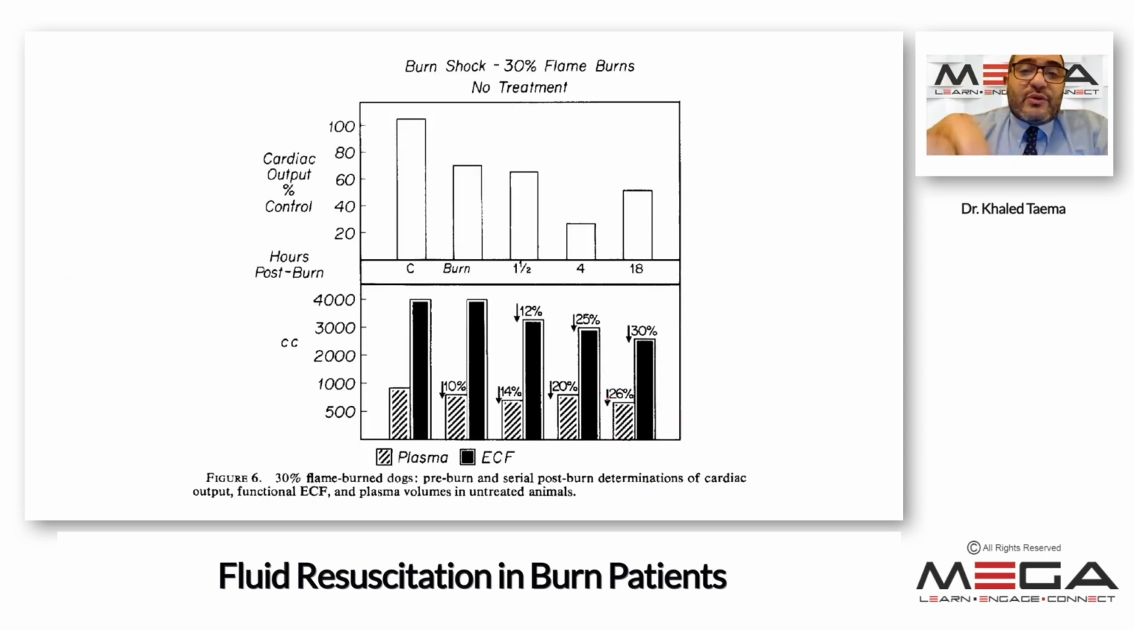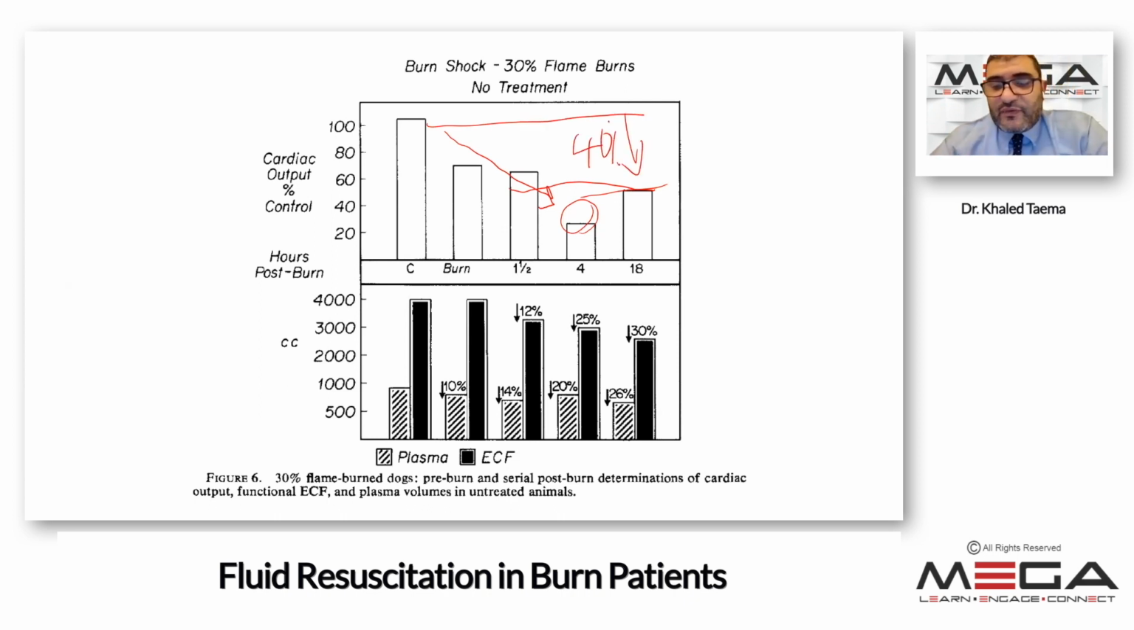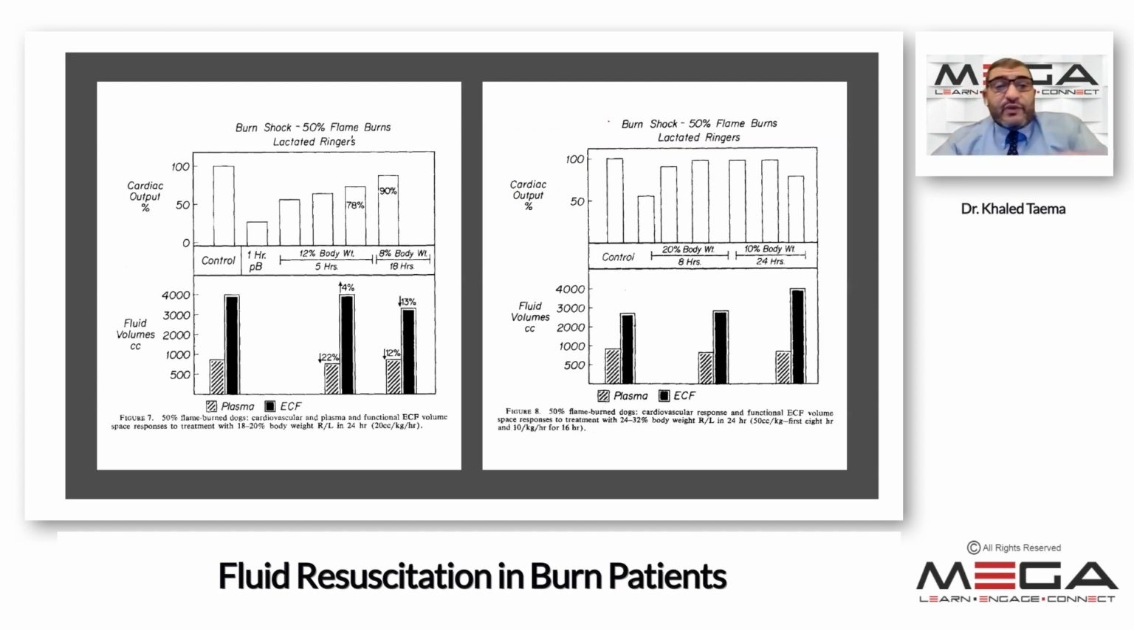Regarding the impact on cardiac output, there was a progressive decline, reaching a maximum at 4 hours, and a stabilization at 18 hours at about 40% lower than the baseline cardiac output. When they used the strategy of giving about 20% of the total body weight over the 24 hours, there was a progressive increase in cardiac output, which stabilized at about 8 to 10 hours. However, when half of the volume given during the 24 hours was given rapidly in the first 8 hours, there was rapid stabilization of the cardiac output.